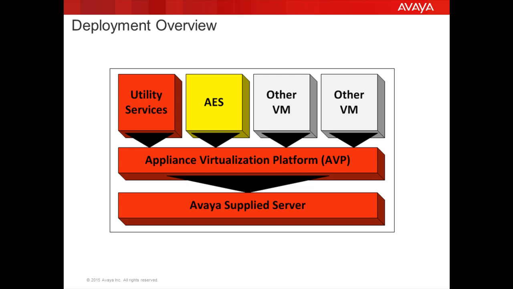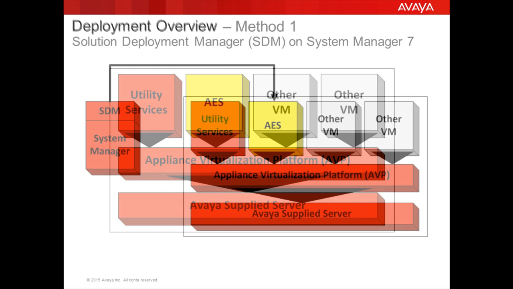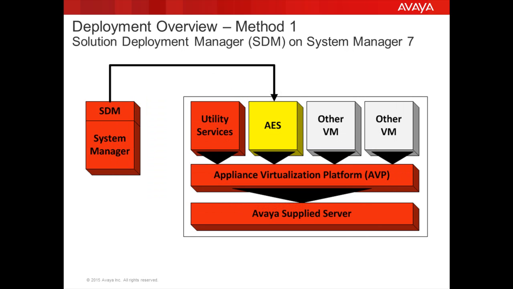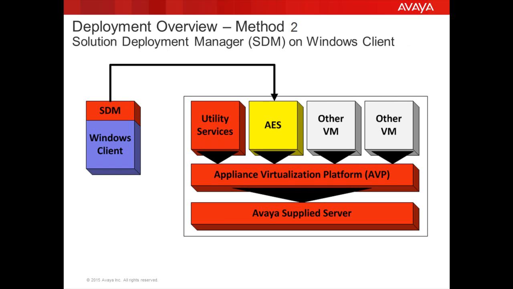use to do this. The first is that you can use the Solution Deployment Manager from System Manager 7 to deploy the AES. There's potentially some advantages to using the SDM in System Manager, but discussing that in great detail is beyond the scope of this presentation. The second method you can use is to deploy the AES through a standalone Solution Deployment Manager, or SDM, installed on a Windows client PC. This is the method I'm going to be using today.